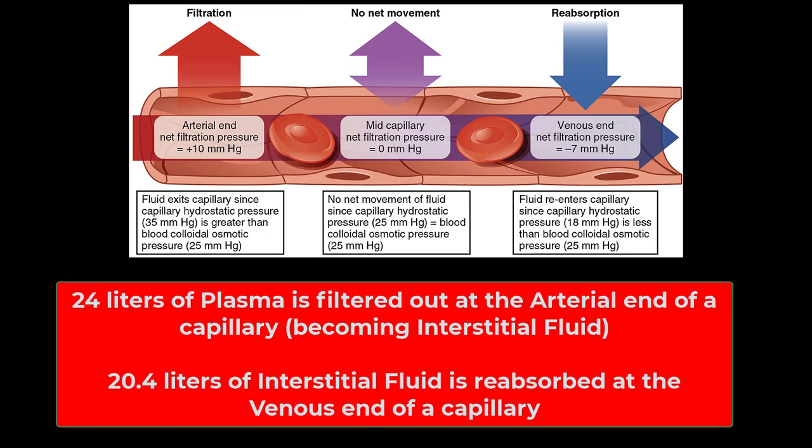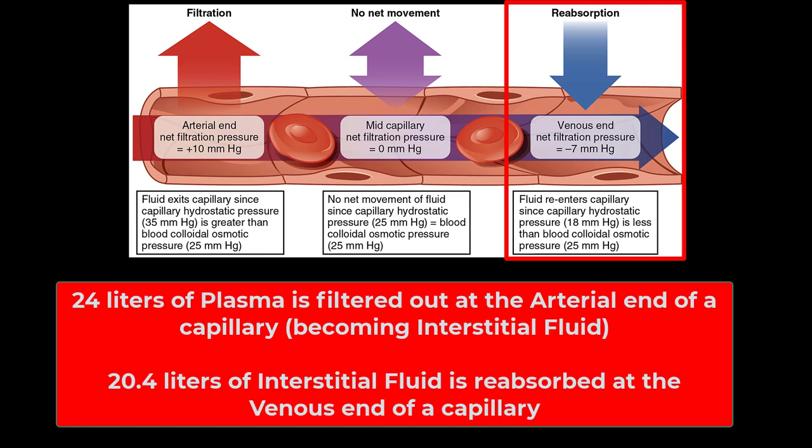Then we have this place where there's balance in the middle, and then on the venous side, you're going to see what's called blood colloid osmotic pressure. Osmosis is the movement of water, water following solutes. So in a normal healthy person, there's going to be enough solute in the blood in the capillary bed here to suck back in about 20.4 liters. So 24 liters of fluid is filtered out, 20.4 liters is going to be sucked back in. This is assuming you have enough blood cells and plasma proteins in your blood. And the most important plasma protein here would be albumin. As long as you have enough albumin in your blood, you will suck back that 20.4 liters a day.